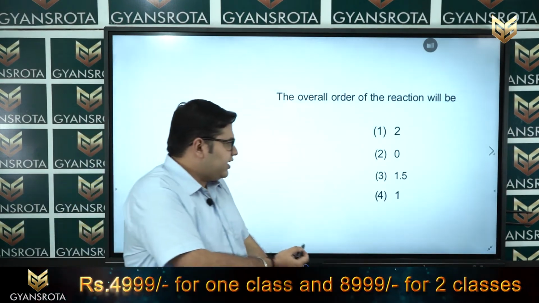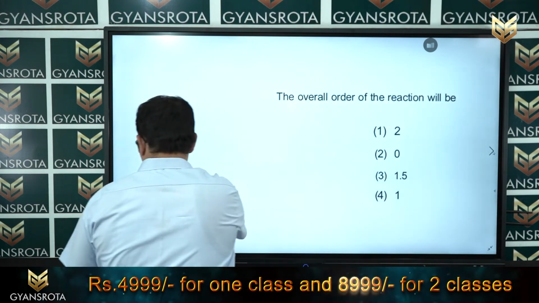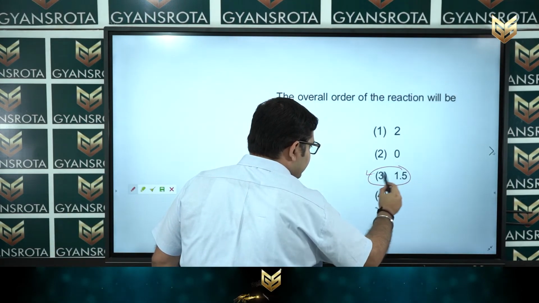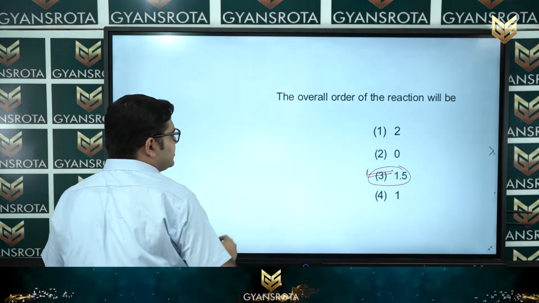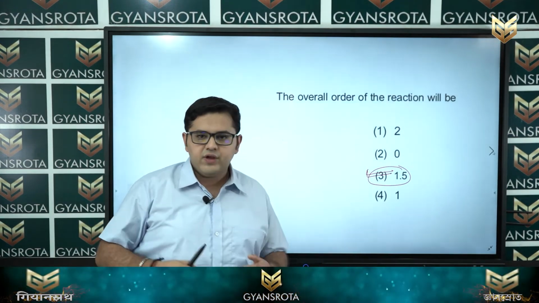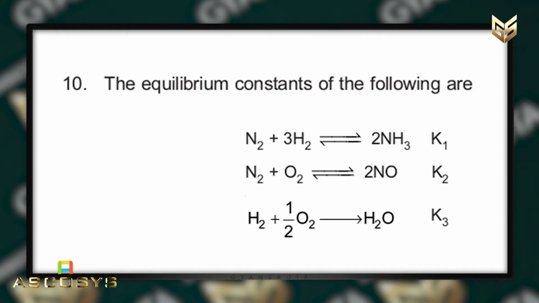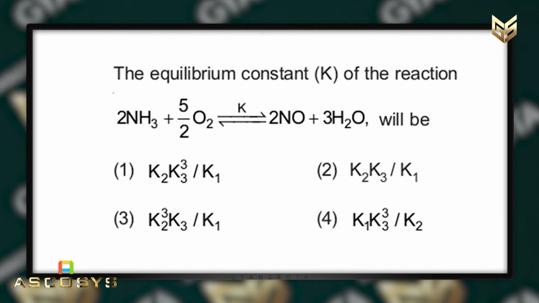So, if you see the option number 3, that is 1.5, it is the correct answer of this question. Now, we are moving to another question. So, question number 10 is on the screen. The equilibrium constants of the following reactions are given. So, now we are moving to the solution part.